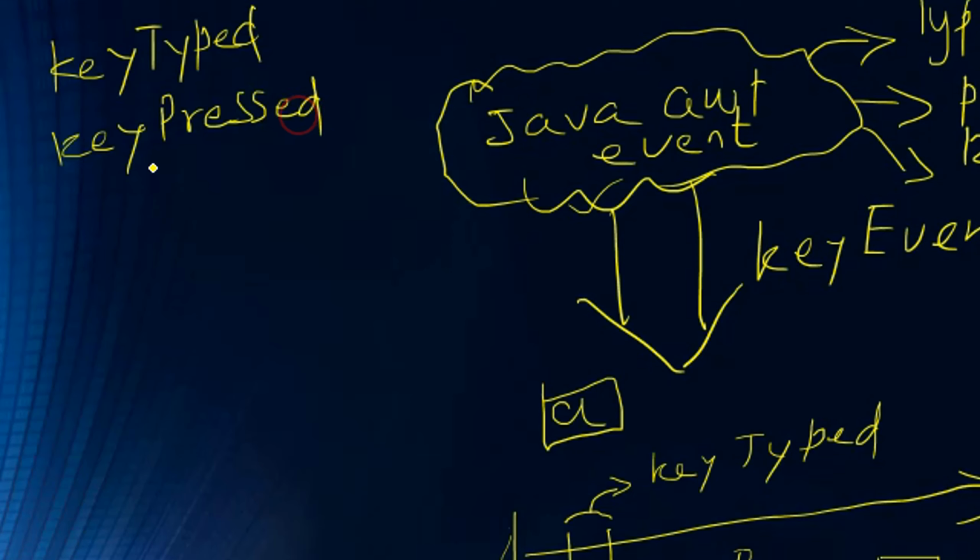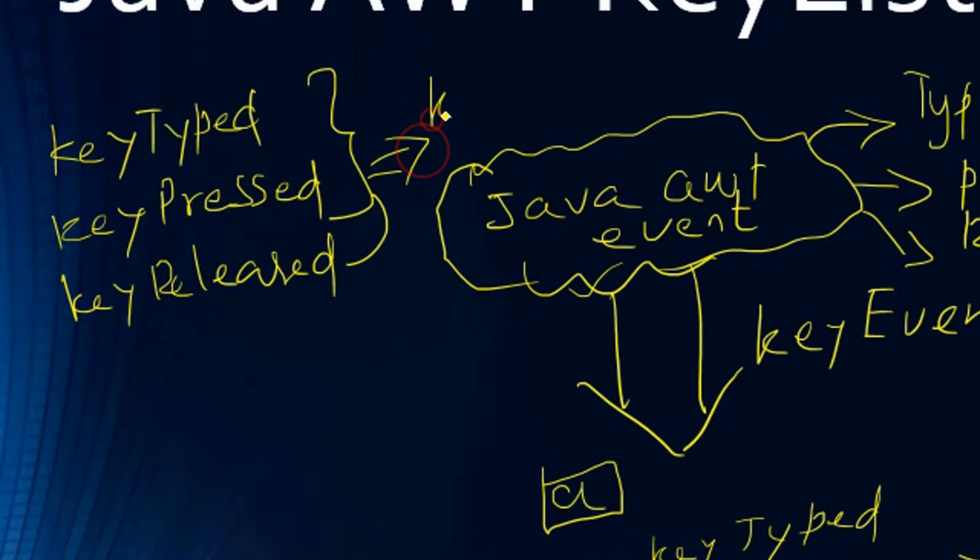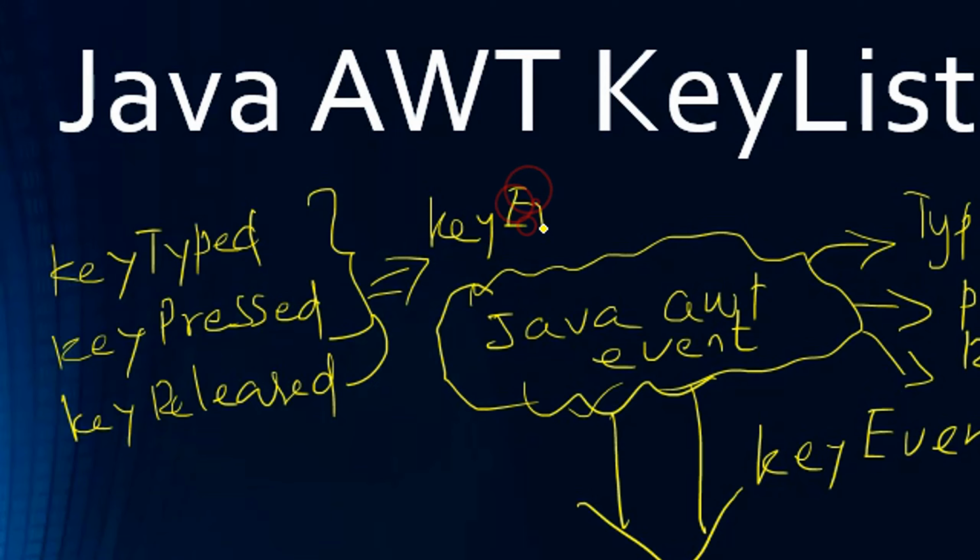So key pressed, then you will also get key released. These are the functions that need to be implemented when you are using the KeyListener interface. Once you implement them, all of them get a key event as a parameter, and you can use that key event to know which key is pressed.